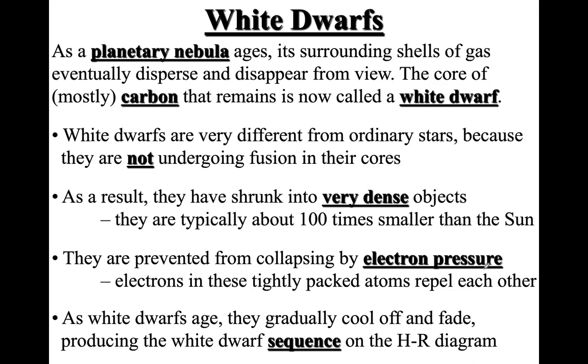Now these white dwarfs are very different from ordinary stars because they are not undergoing any kind of fusion reactions in their cores. They have mostly this carbon ash. So since they do not have any nuclear or fusion reactions at the center, they will shrink more and more, right? They become smaller because of the gravitational forces, and will become very dense objects. Now they are typically about 100 times smaller than the sun, and you can see the size of these white dwarfs, right?